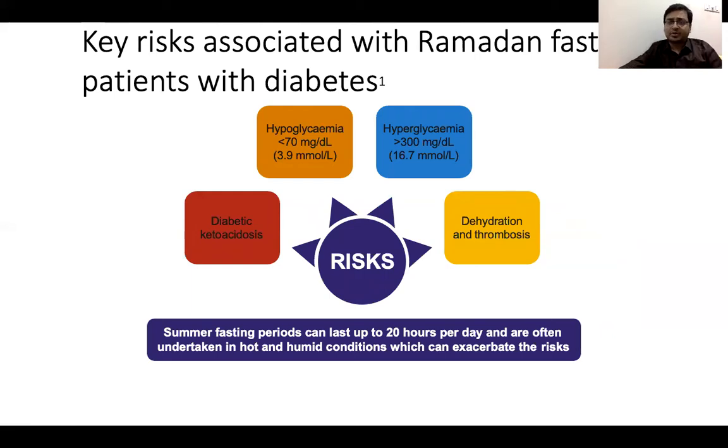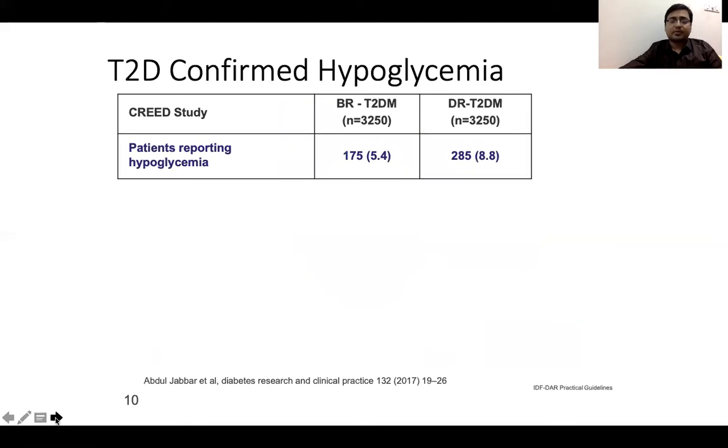So the key risks associated with Ramadan are basically hypoglycemia, that is less than 70 mg per dl, hyperglycemia, that is very high glucose, more than 300 mg per dl, and the prevalence of diabetic ketoacidosis. We all know about diabetic ketoacidosis, that patients need to be admitted to the hospital and treated with insulin and other metabolic parameters corrected. Dehydration and thrombosis are the other overall risks. In summer, fasting periods can last up to 20 hours per day and are often undertaken in hot and humid conditions, which can exacerbate this risk very much. So these are the risks that you have to assess before going for prolonged fasting.